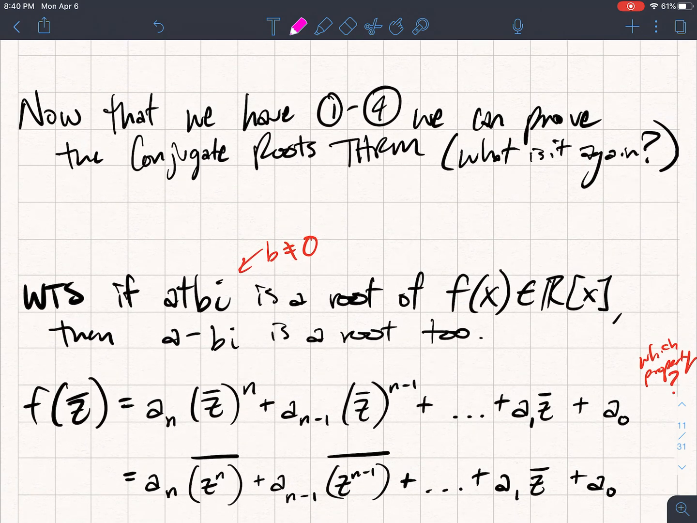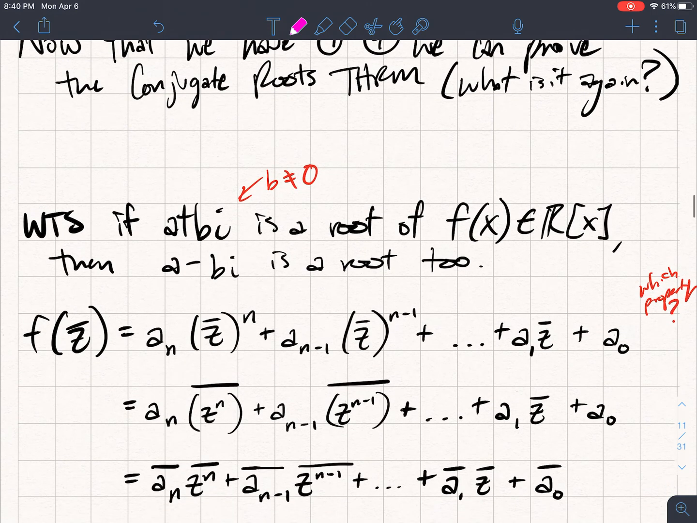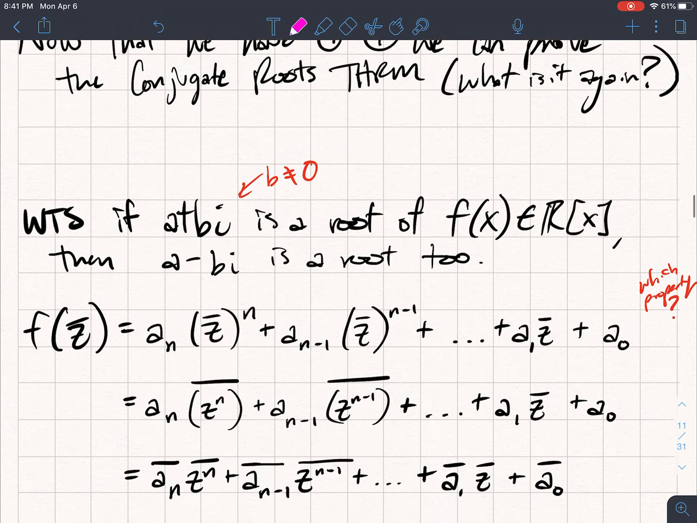And then we know that we can exponentiate and then conjugate, or we can conjugate and then exponentiate. So instead of conjugating and then exponentiating, like on the first line, I can switch the order of those two things in the second line. And I know the coefficients of this polynomial f are all real numbers, and the conjugate of a real number is the same as the real number. It doesn't change anything. So I can conjugate all the coefficients ai, and it's still the same polynomial.